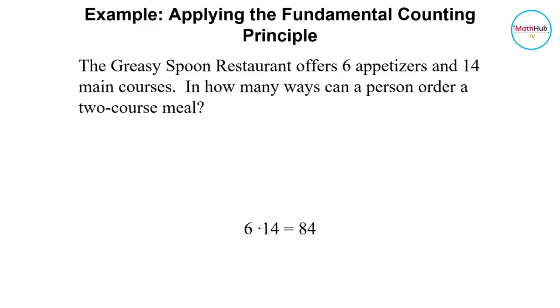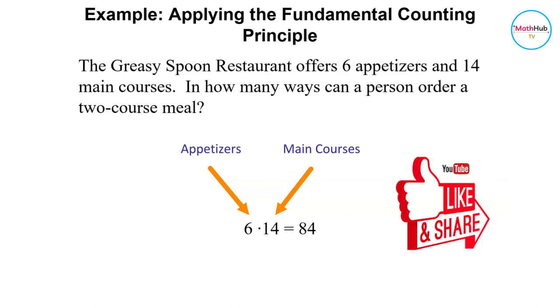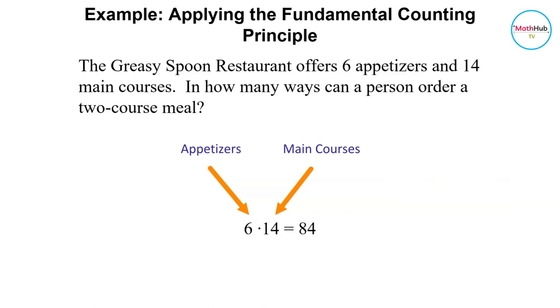That is, multiplying the number of choices for the appetizers and the number of choices for the main courses. So since you have 6 choices for appetizers and 14 choices for your main course, 6 times 14, which is equal to 84, gives you the total number of 2-course meals.